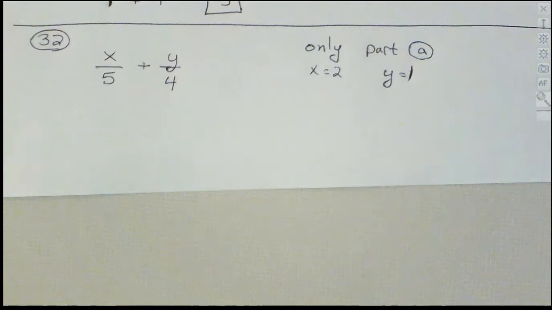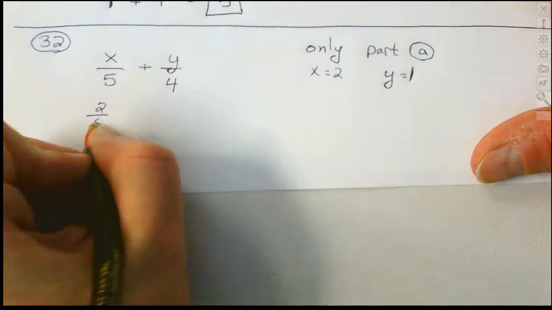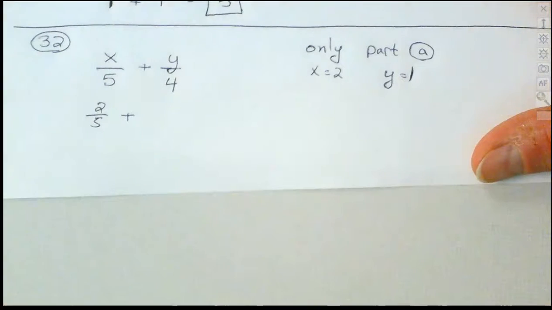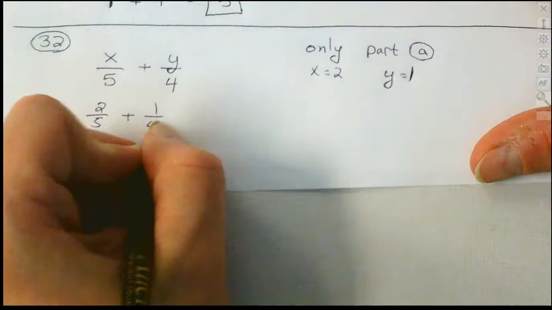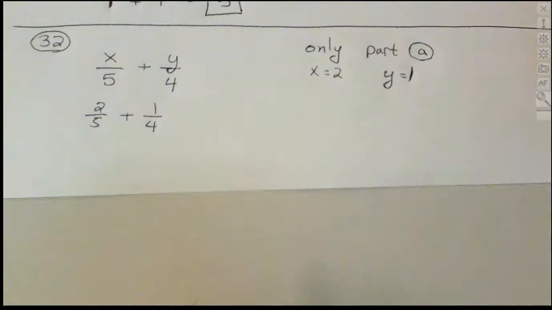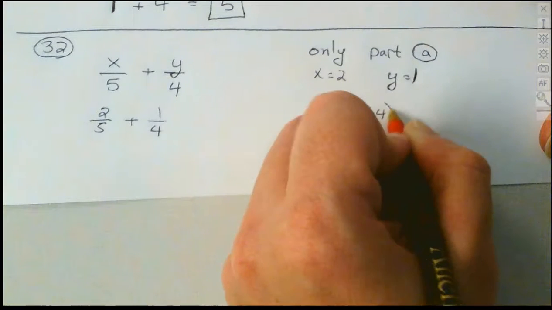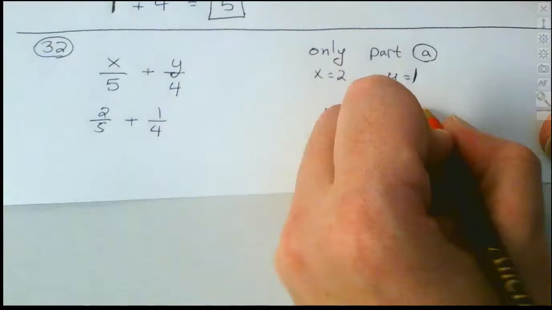The variables are going to be taken care of with numbers. So plug our values in. So that is then 2/5 plus 1/4. Now, if I want to add these together, I have to have a common denominator, don't I? Okay, so the least common denominator of 5 and 4. That's going to be 20.